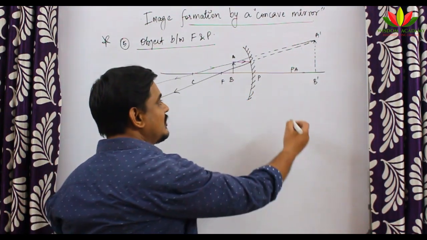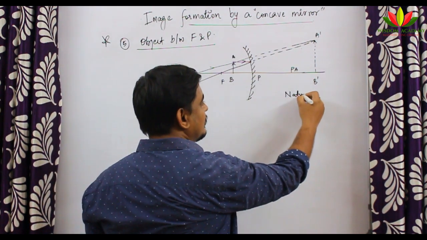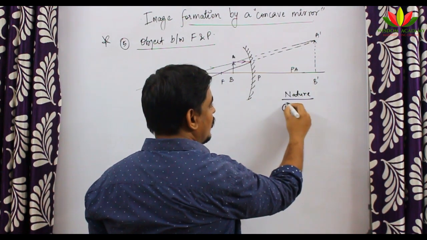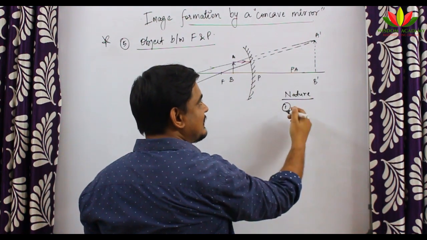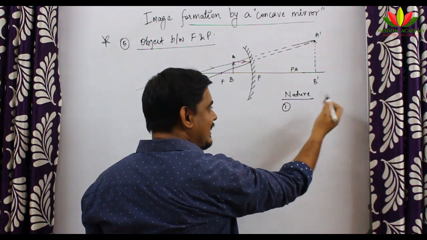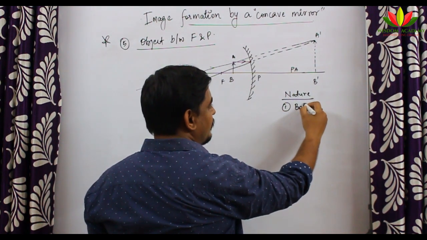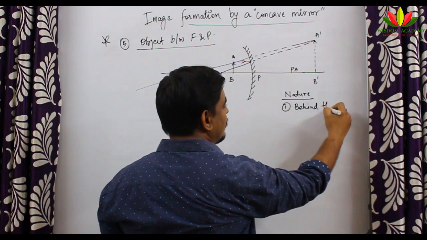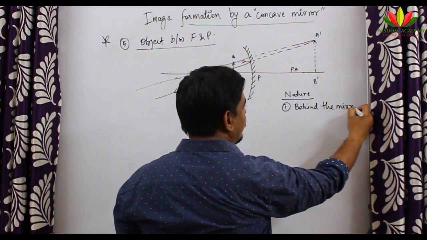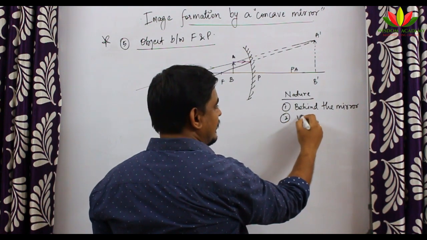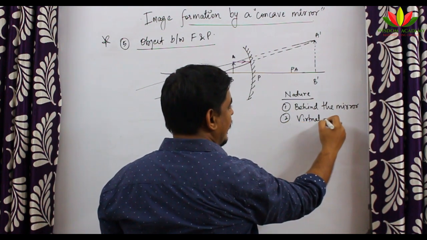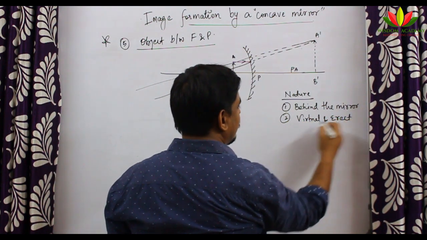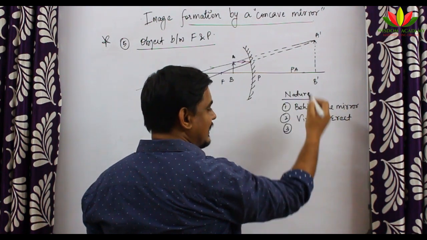So what is the nature here? The first thing is position. Position is inside the mirror or behind the mirror, whatever you want to say, you can say behind the mirror. Then what is its characteristics? It is virtual and erect. And what is its size?